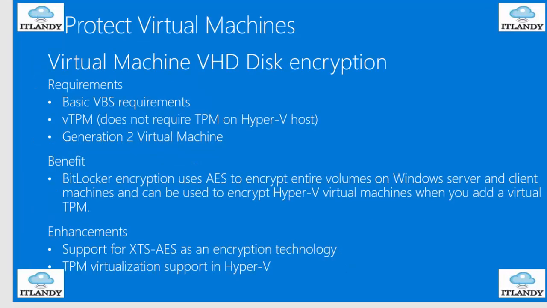Now, the last part is around the virtual machine hard disk encryption requirement. VPS again passing, virtual TPM if required, and support for generation 2. BitLocker, a benefit for BitLocker is to encrypt utilizing AES as a standard to encrypt the entire volume on Windows Server and client machines, and it can be utilized to encrypt Hyper-V as well when a virtual TPM is added. Enhancement supporting XTS-AES as an encryption technology, plus the TPM virtualized support in Hyper-V.